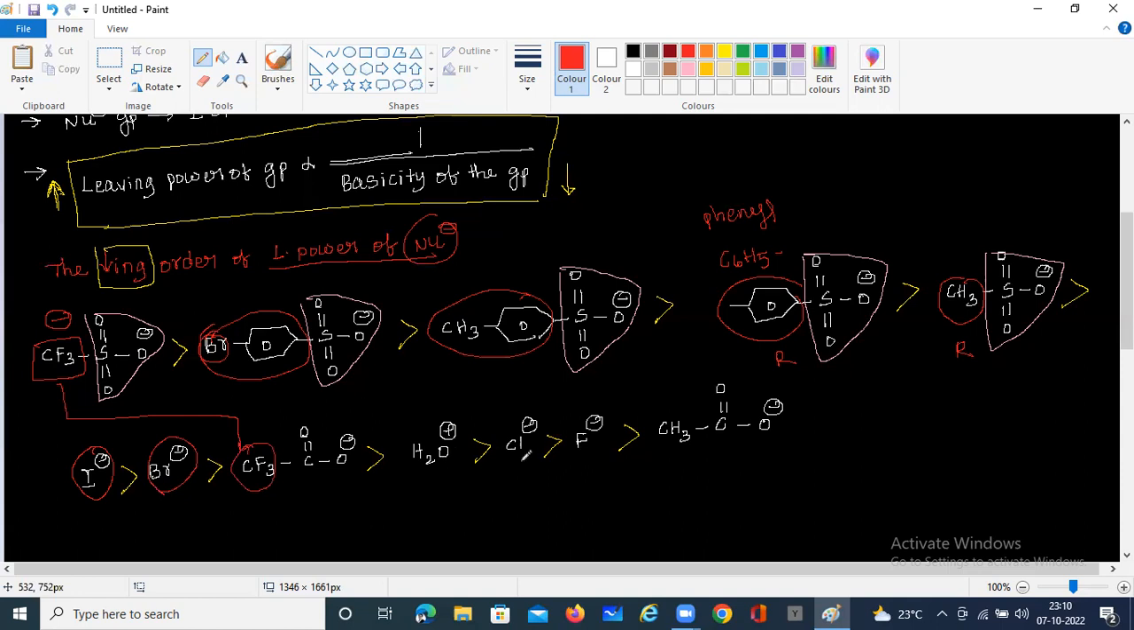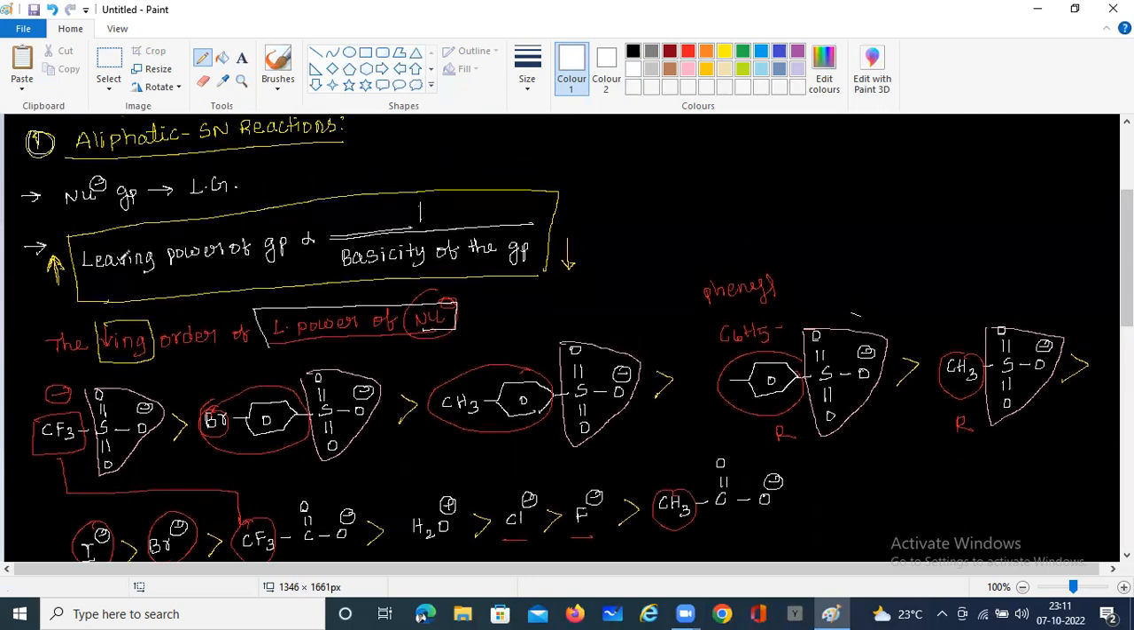Protonium ion. Next chloride and fluoride ion. Last one is the methyl group of the CO2 minus. So this is the very important decreasing order. Decreasing order of what? The leaving power of the nucleophile. As we learn, the relation between the leaving power of the group is what? Inversely proportional. Is inversely proportional to what?